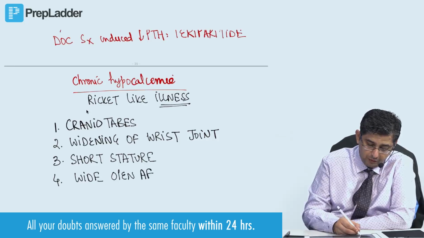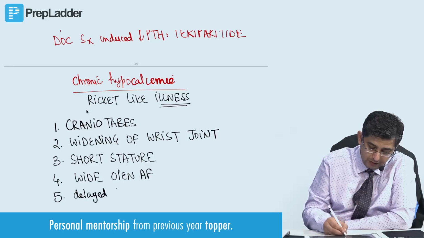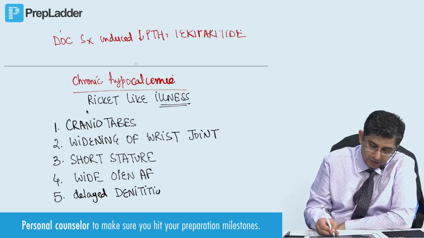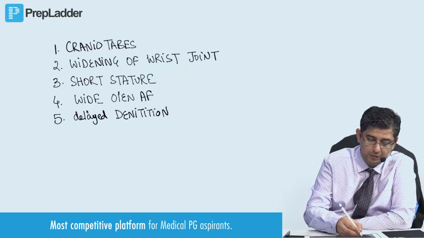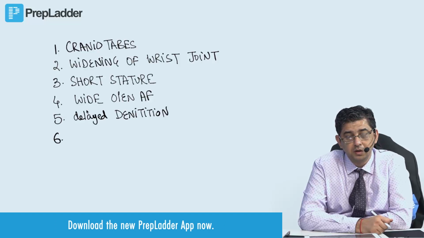In the mouth of a baby of 1.5 years of age, there will be no teeth. Delayed dentition is defined as no teeth in a baby beyond the age of 13 months. So beyond a wide open anterior fontanelle, there would be delayed dentition developing in the patient.